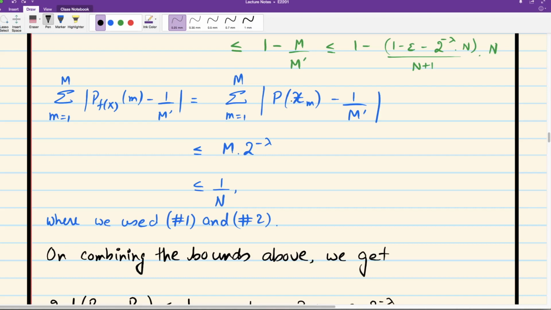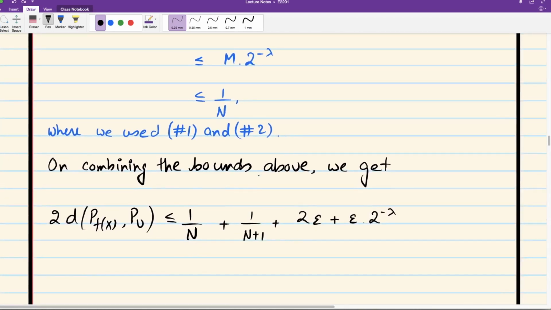For this first part here, you can verify that the probability that fx takes the value m is just the probability of this set xm, and you have to add over all these parts. And from our condition, remember that m prime is set to 2 to the power lambda by n, and therefore from our condition on this balance part, this is where we are using that fact about balance part, this difference is at most 2 to the power minus lambda. That's how we constructed these balance partitions. So this is 2 to the power minus lambda times m, and m was set to be again 2 to the power lambda by n. So this is at most 1 by n. Okay, so that's this last part.